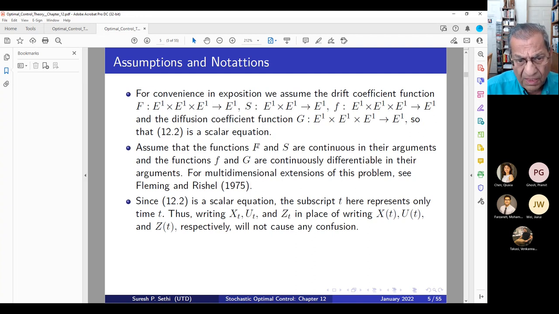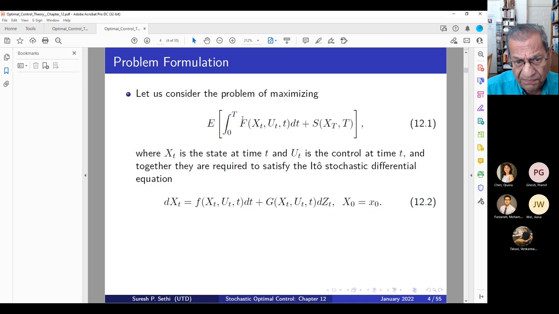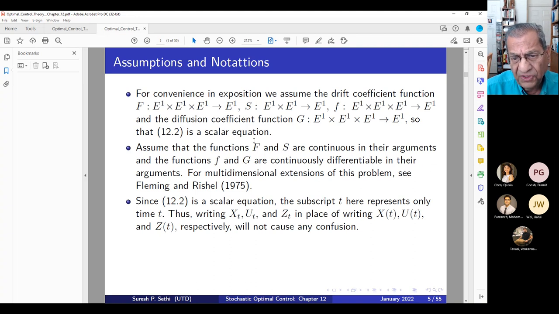So we assume the function f, this is the objective function, this is the salvage value, this is the equation dynamics. We assume that these functions are continuous in their arguments and are continuously differentiable in their arguments. So that's kind of standard because we have to integrate them. And we assume subscript t rather than writing it this way. Some books will write it this way. We decided to write it this way.